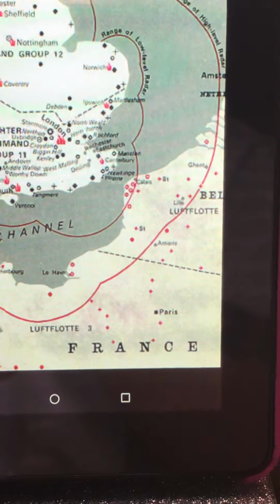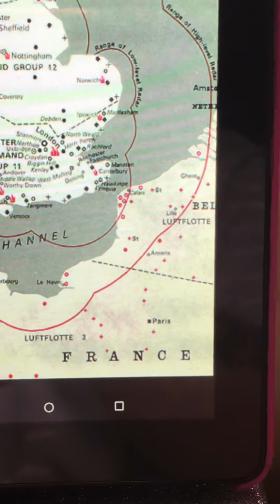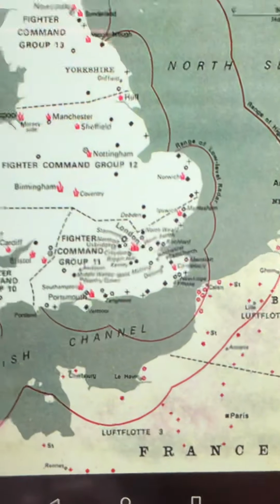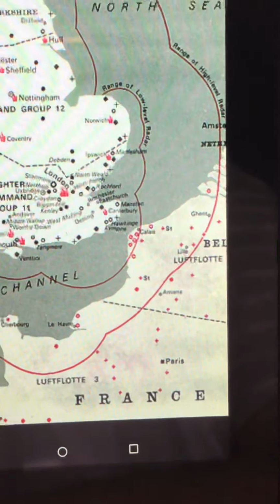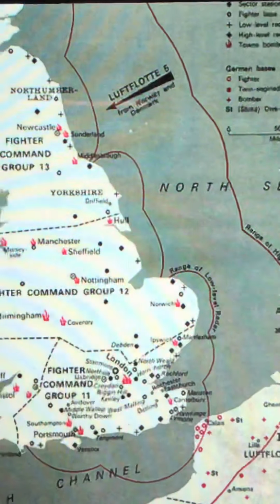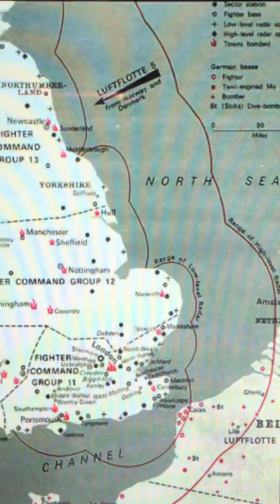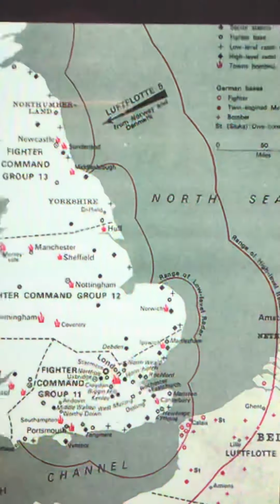So anyway, first of all, the German side: Luftflotte 3 in northern France, commanded by Sperrle; Luftflotte 2 in France and the Low Countries, commanded by... what was his name? Kesselring. And Luftflotte 5, commanded by Stumpff, which was in Norway and Denmark.